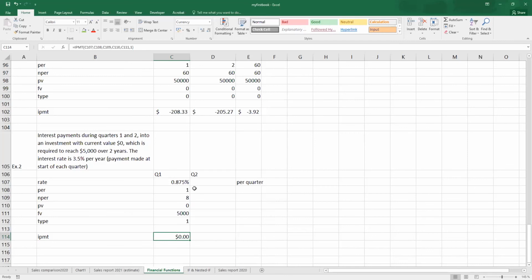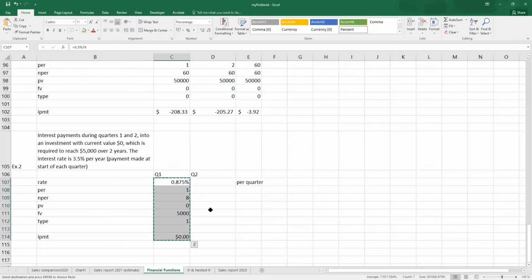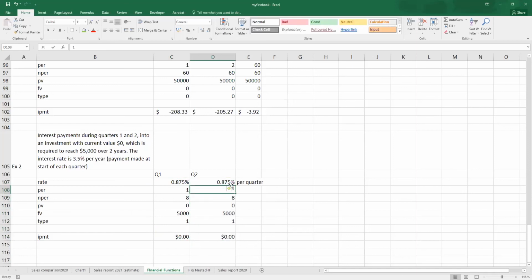But for the second quarter it's different. The interest for the second quarter, per is 2, is $5.26 for the interest. So in this one you can see that we can calculate the interest payments for different quarters.